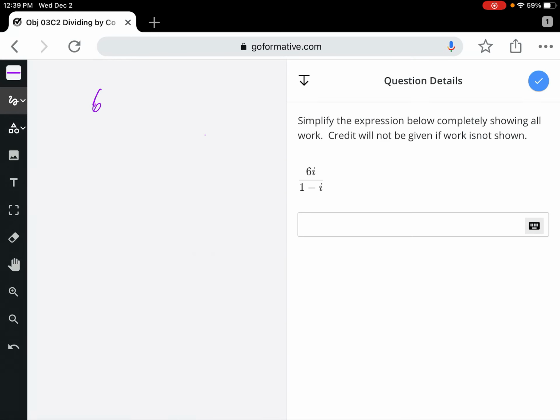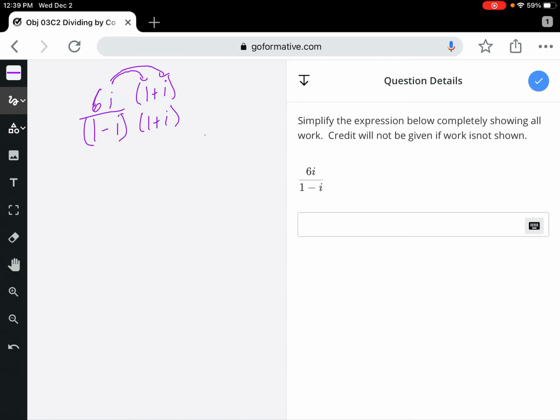Okay. I'll just go through these. So this is 6i over 1 minus i. You multiply by the conjugate. That's going to be 1 plus i and 1 plus i. And anytime I have a binomial, I like to put it in parentheses.